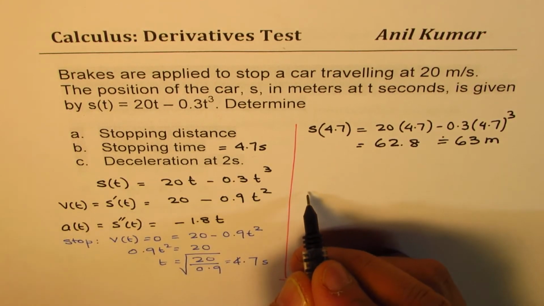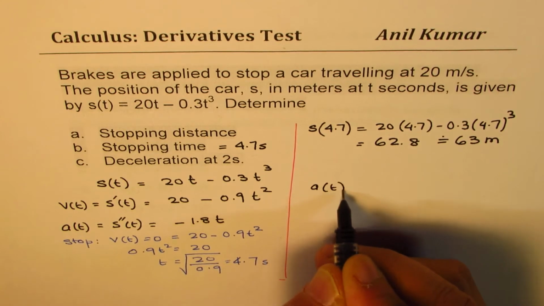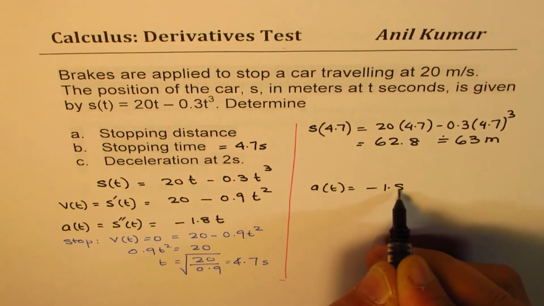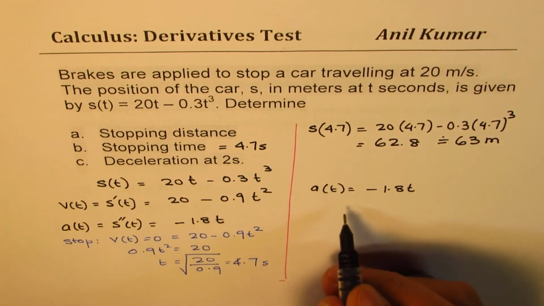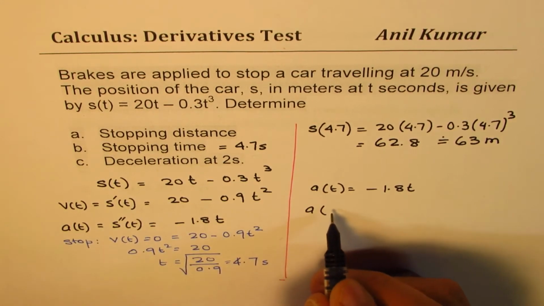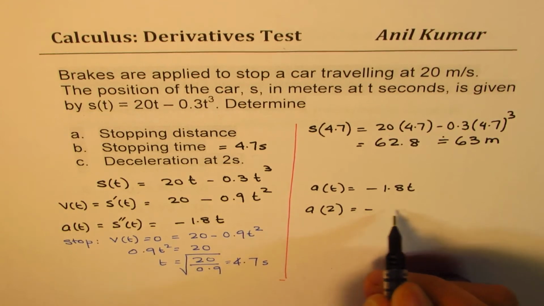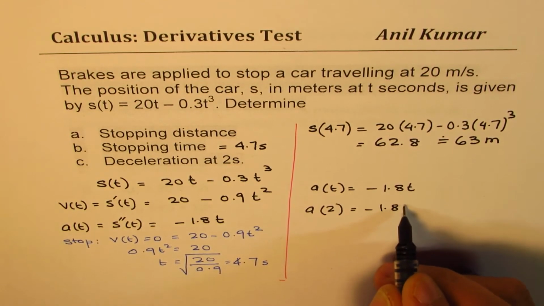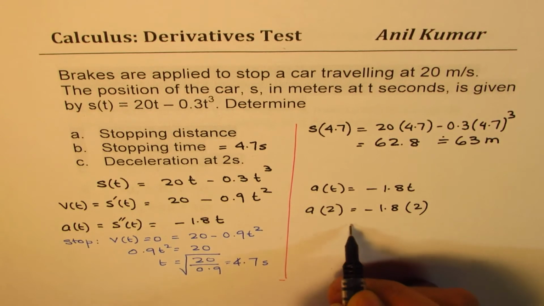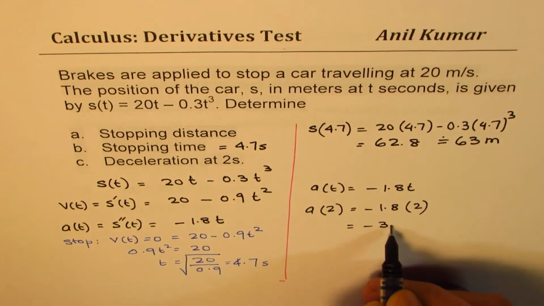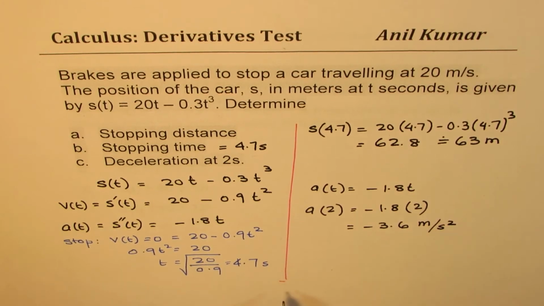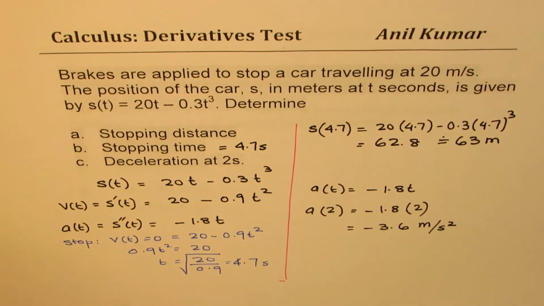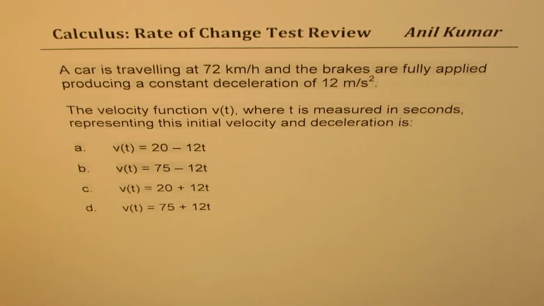So for part C, we know that the acceleration is minus 1.8 t. So when brakes are applied, that means deceleration, right? So after 2 seconds, it will be minus 1.8 times 2, which is minus 3.6 meters per second square. Correct? So that is how we can answer this particular question. Now let's move on and take the next one.